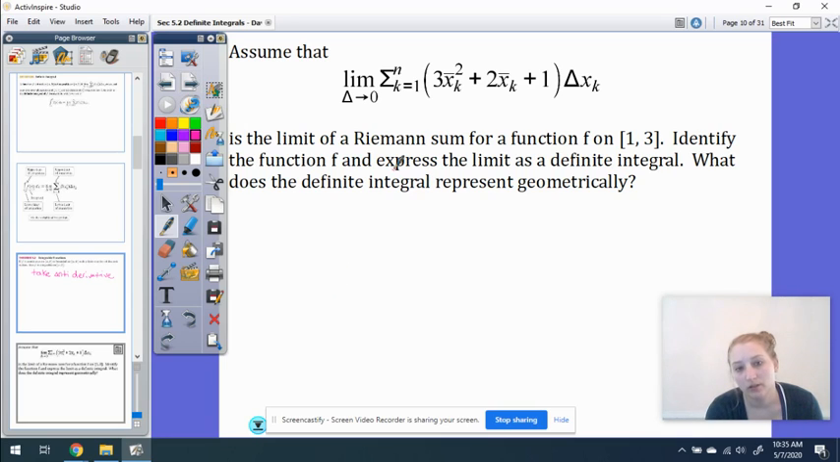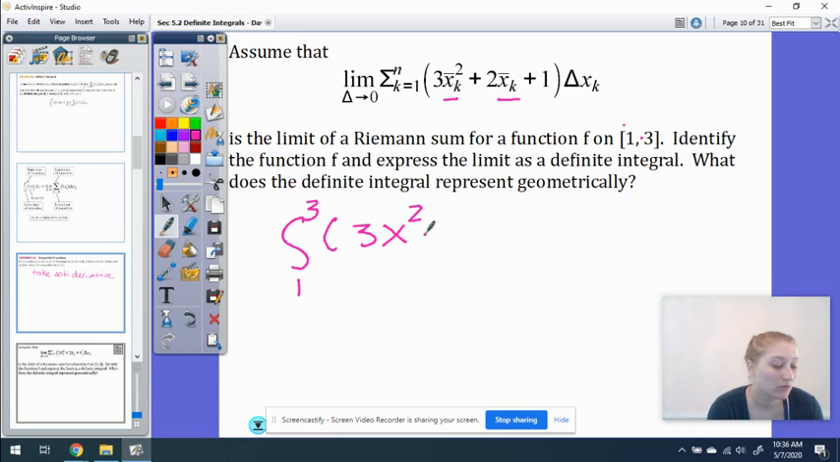So we have this, it right now is expressed as the limit, and it wants us to represent this geometrically, so not as a limit anymore. So what we're going to do is write our integral symbol. Our lower bound is 1, and I'm getting that from here. Our upper bound is 3. And then I'm going to replace each of these with an x. So I'm going to end up with the integral of 3x squared plus 2x plus 1 dx.